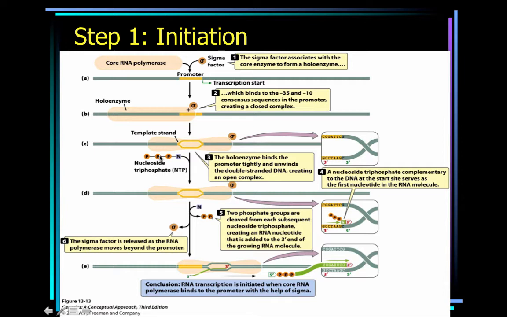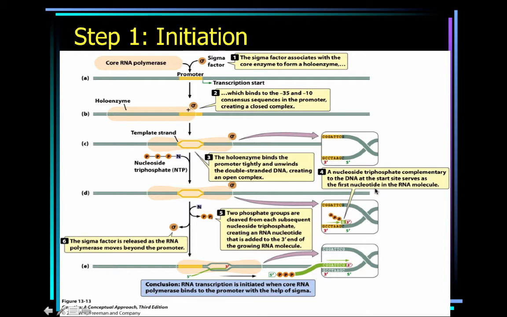After that has happened, then the core enzyme, the holoenzyme, is going to bind that promoter region very tightly and begin to unwind the double-stranded DNA, creating that transcription bubble or that open complex.